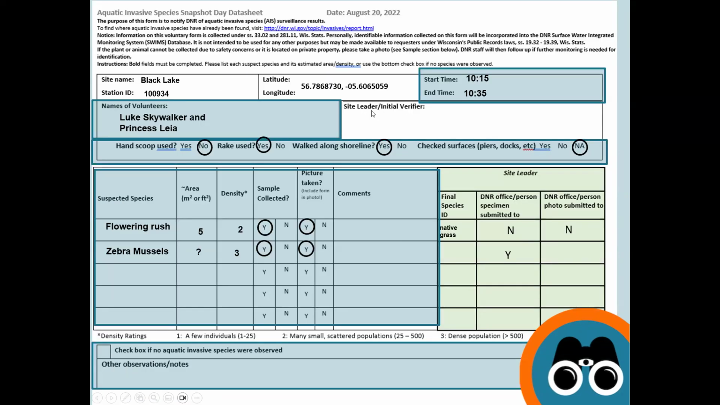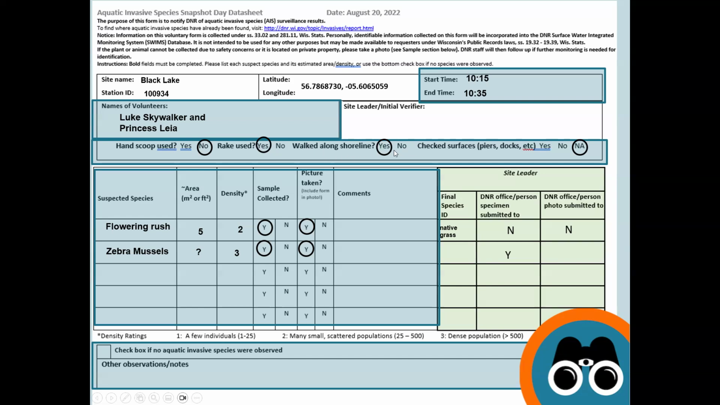Oops. But then you're going to be entering information with a writing utensil in all of these areas in blue. So you'll put the time you arrive at the site and the time that you leave so we can measure volunteer effort. We're going to write in the names of you and your monitoring partners here. And then we're going to mark the metrics of effort that you use. So asking, did you use a hand scoop? Did you use a rake?